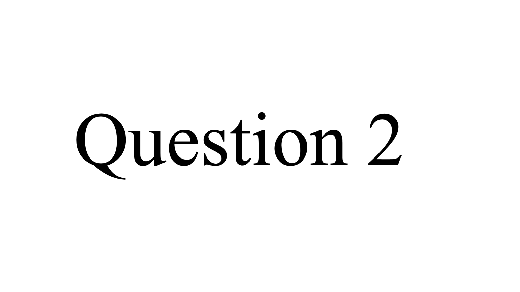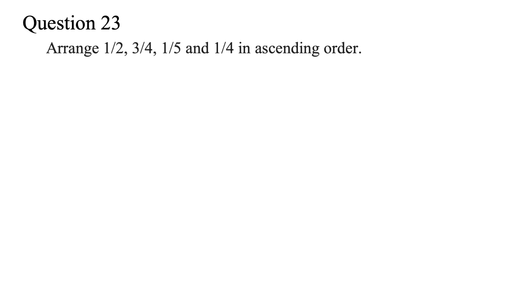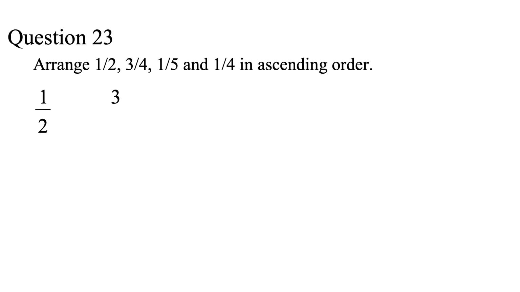Question 23. Arrange 1 over 2, 3 over 4, 1 over 5, and 1 over 4 in ascending order. This question can be solved by converting the fractions to decimals and comparing the resulting decimals. Since we are yet to look at decimals, we won't look at that method here. We are going to solve it using the LCM.